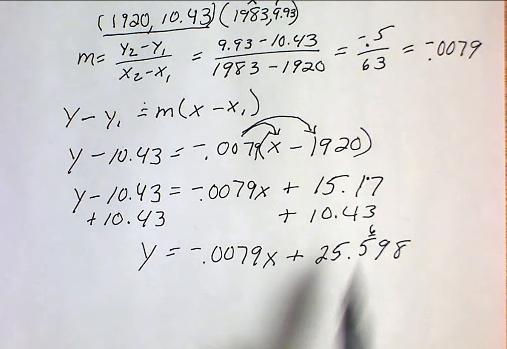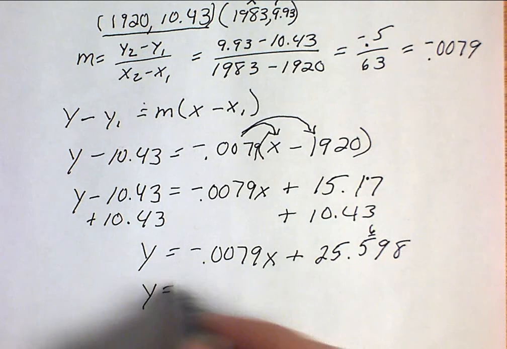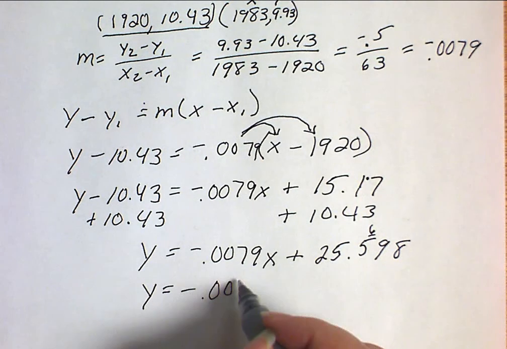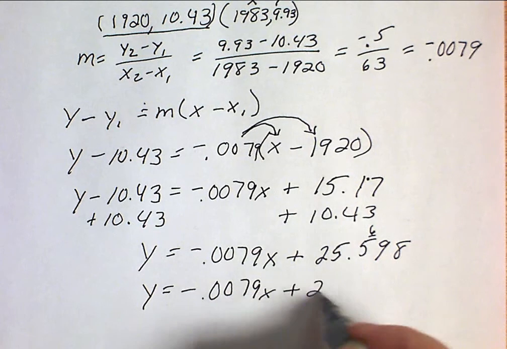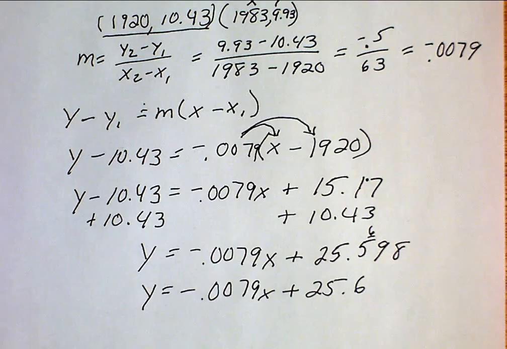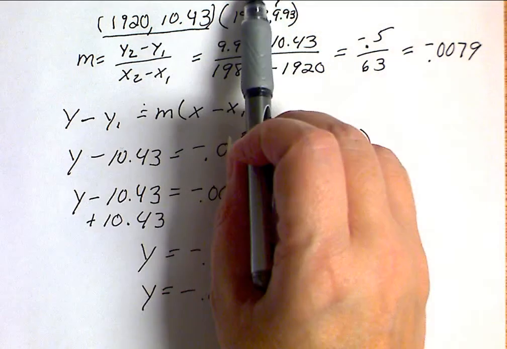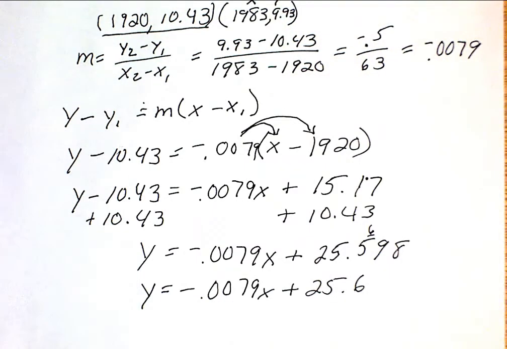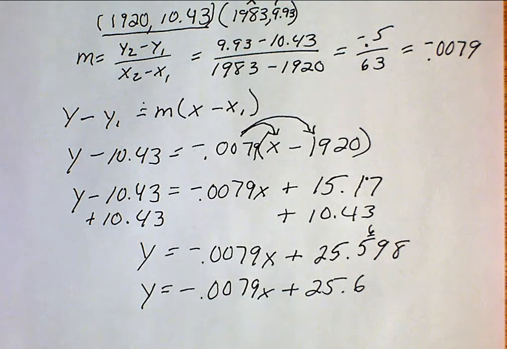So our equation is y is equal to negative 0.0079x plus 25.6, just to round up. All right, that's our equation. Now it says use that to predict what the record is in 2005. So where are we going to put 2005 in for x?